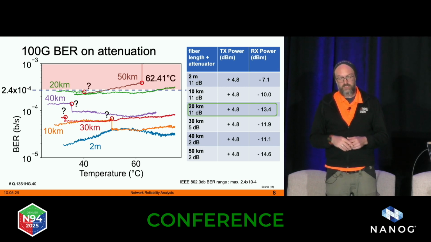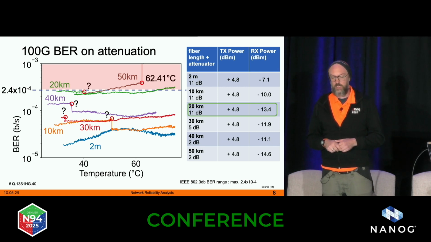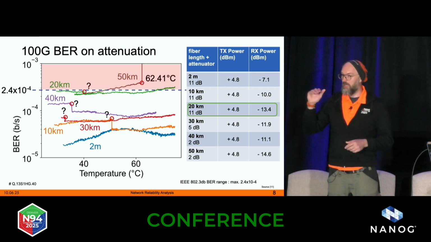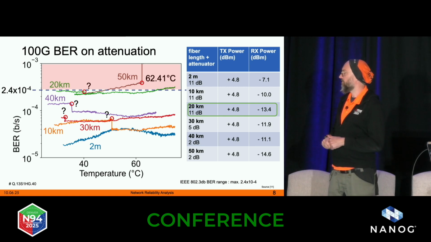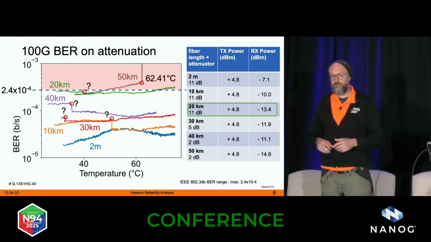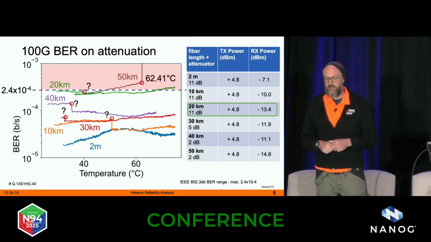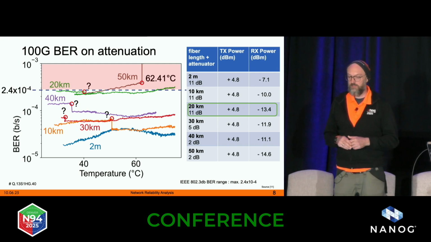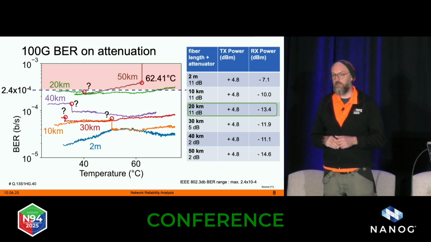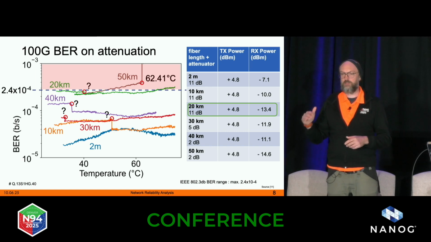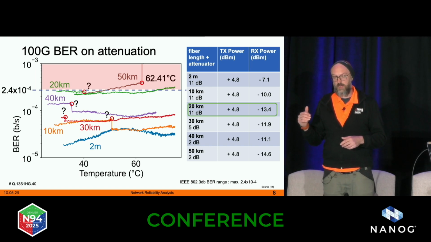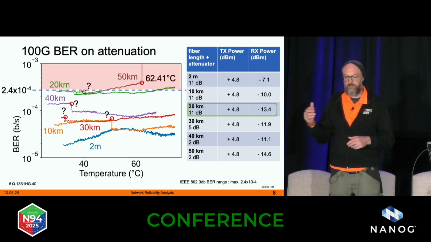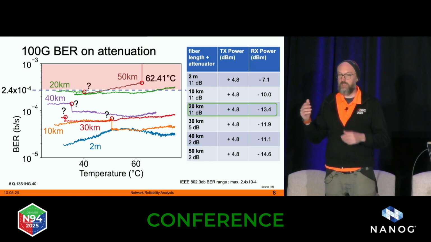And the interesting part is the green one, the 20 kilometers. We were actually close at the edge of the bit error rate of 10^-4. And when we look at the Rx power, this is something which we actually expected, because the Rx power is at -13.4 dBm. So we are close at the edge of the receiver's minimum. And looking at 30 kilometers or 10 kilometers, we were a little bit above.